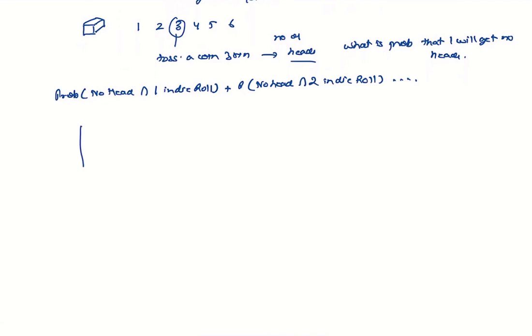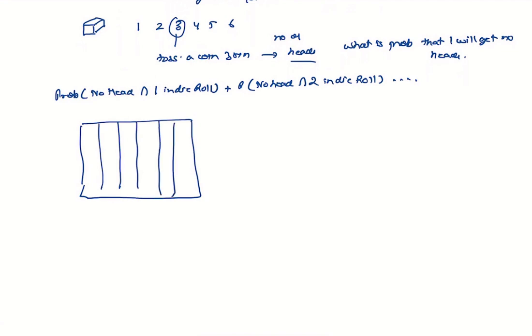So we can again create a graph or diagram here with 1, 2, 3, 4, 5, 6. This is the number that you get on the die roll, and this is the probability of getting no head.